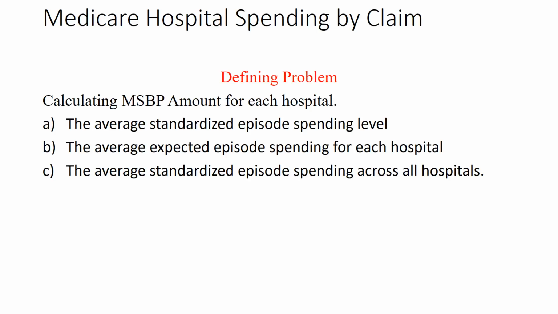Now coming to the actual part of our research, defining the problem. What it means to be phase 2 is calculating the MSPB amount for each hospital. So we will be focusing on this particular area mostly. That is the average. It is divided into three more categories: the average standardized episode spending levels, the average expected episode spending for each hospital, and the average standardized spending across all hospitals.